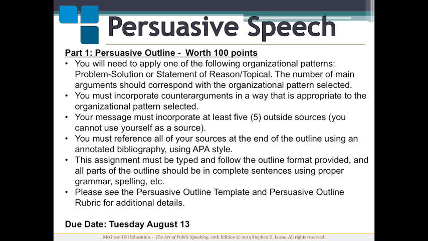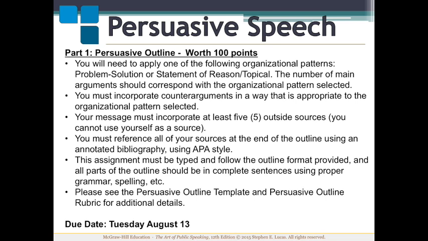Your message must incorporate at least 5 outside sources. So same as before, but this time we had 3 last time, we have 5 this time. And you'll want to do an annotated bibliography as well, which essentially is saying, here's the article in APA format, and then 3 to 5 sentences roughly explaining the gist of the article or source.